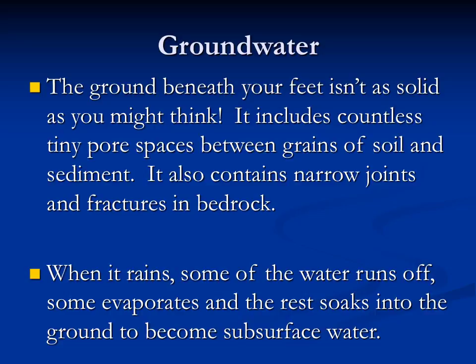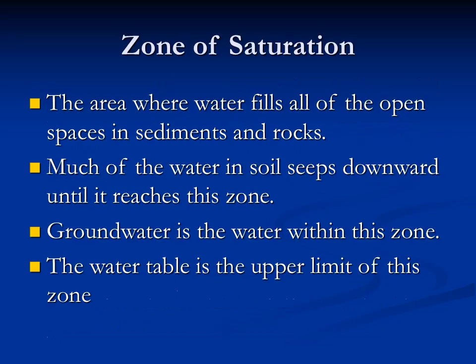When it rains, some of the water runs off of the land, some evaporates, and the rest soaks into the ground to become what's called subsurface water. And there's two different zones. There's a zone of saturation and a zone of aeration.